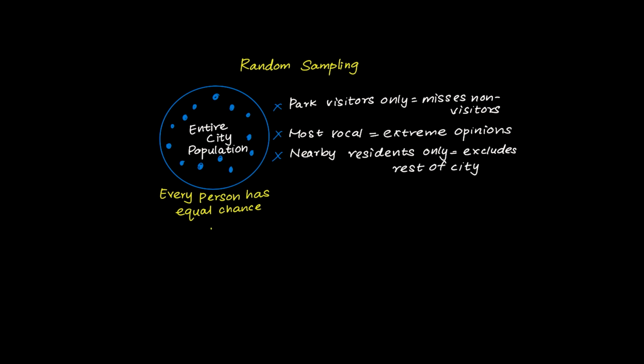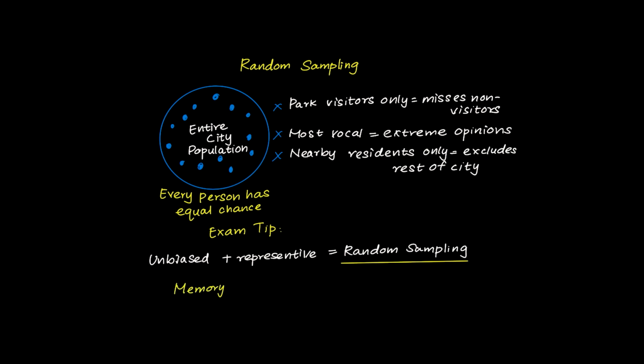Here's a WGU D467 exam tip for you. Whenever a question asks about the best way to get representative, unbiased results, random sampling is almost always the answer. Quick recall hook, random =, representative.